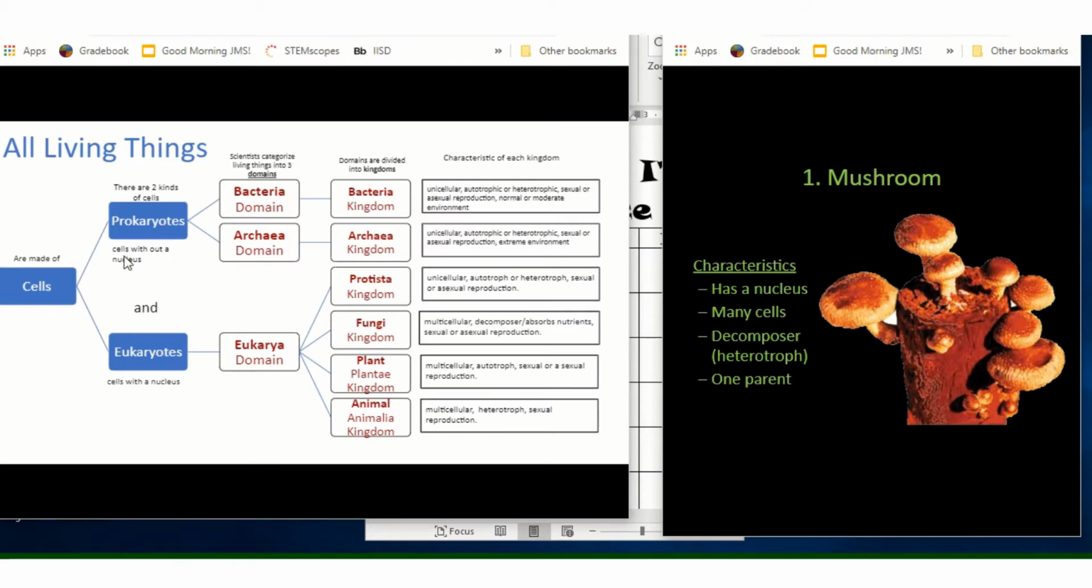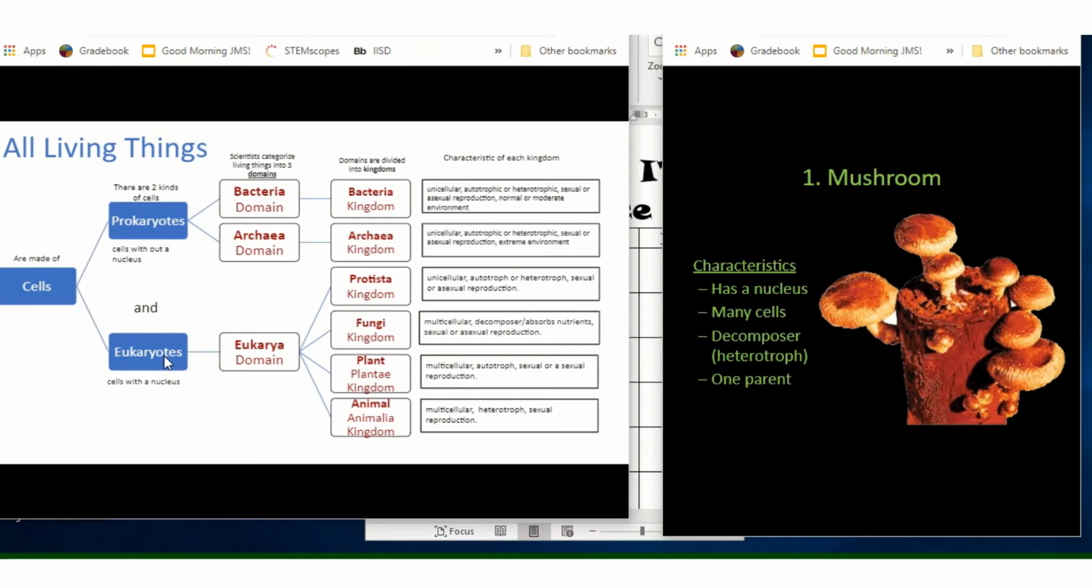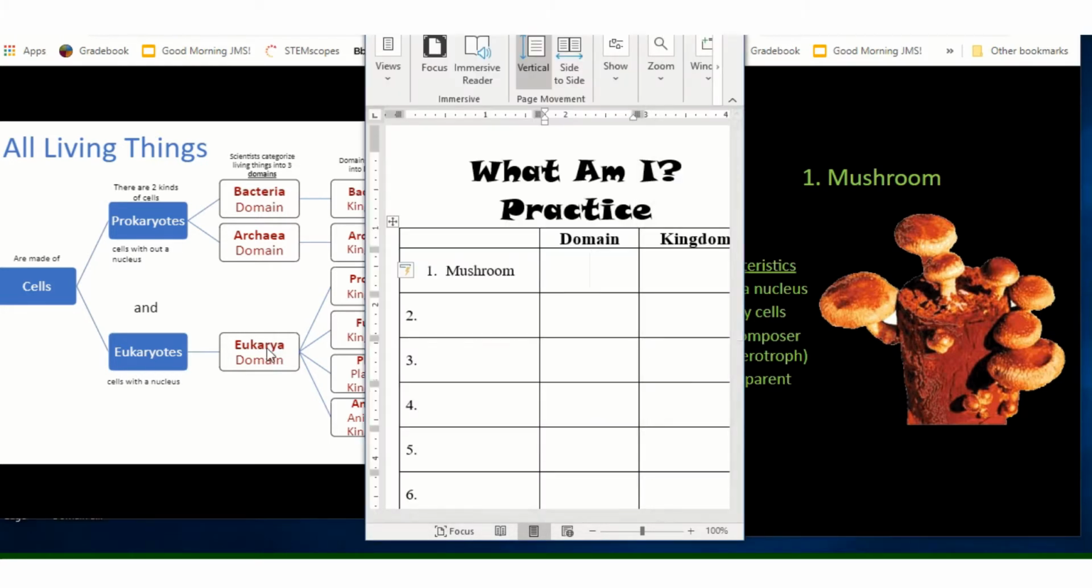And it just so happens that I added clues here. So here it says cells with a nucleus. So the mushroom has eukaryotic cells. So right here, we follow the little line over and it says the eukarya domain. So that's the only domain that eukaryotic cells belong in. So on our answer sheet under domain, we're going to type in eukarya.